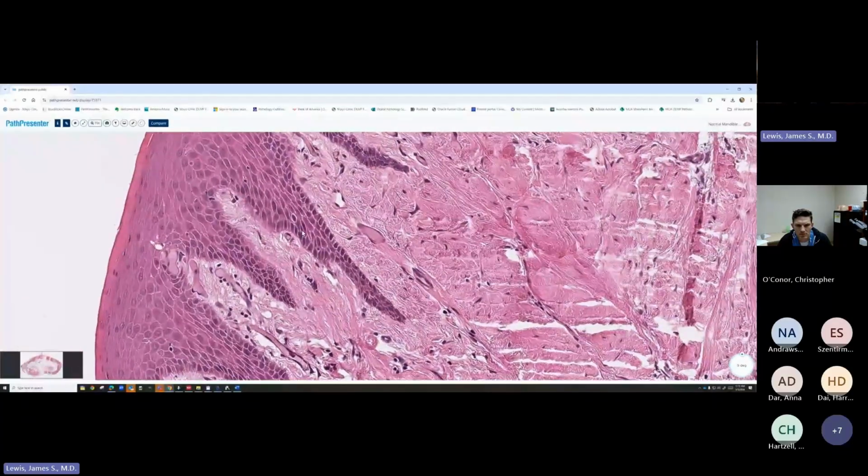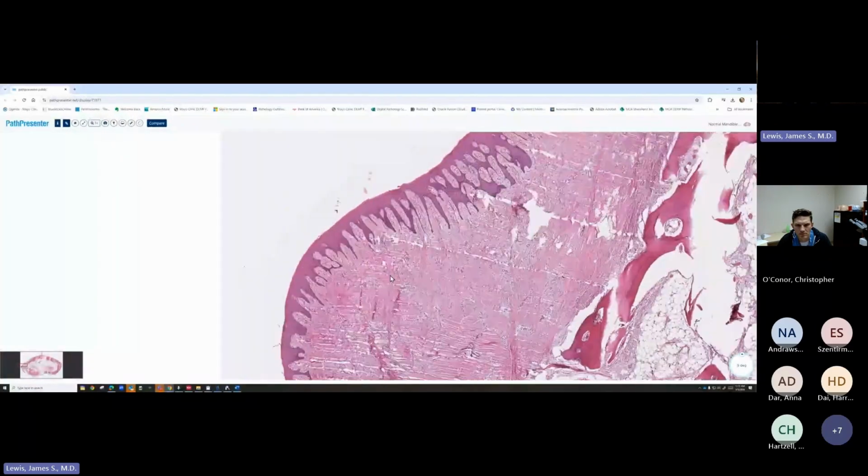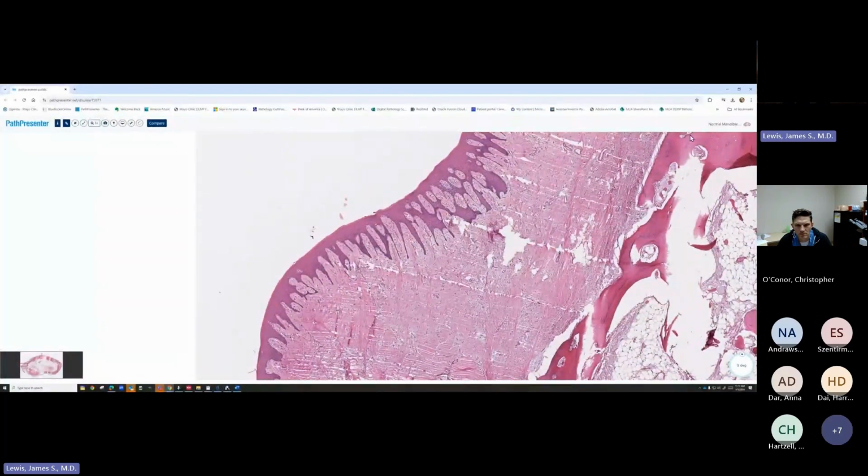They mature up and flatten out. So this is your normal, okay? So that's normal gingiva, okay? But it's normally going to be very pointy and kind of strandy like that, okay?